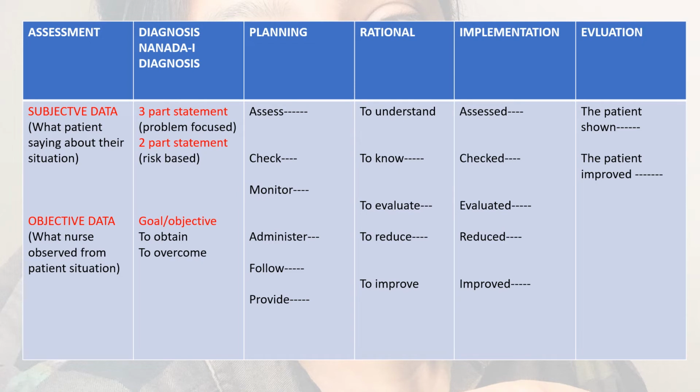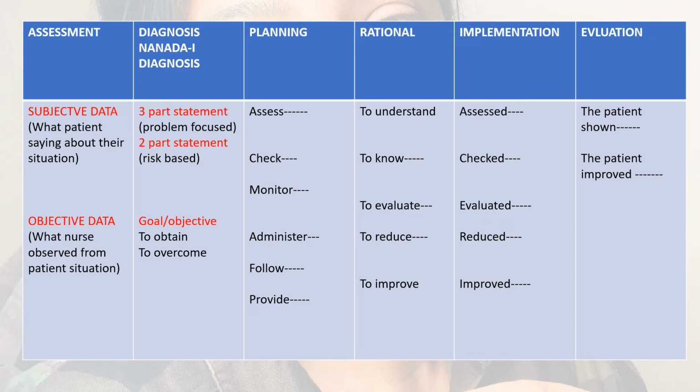Then after writing the nursing diagnosis, you have to write one more heading in that, that is goal or objective. What is the goal of this nursing care plan? The patient will obtain normal airway clearance, or to overcome the patient's breathing difficulty. Either you can write goal or you can write objective.